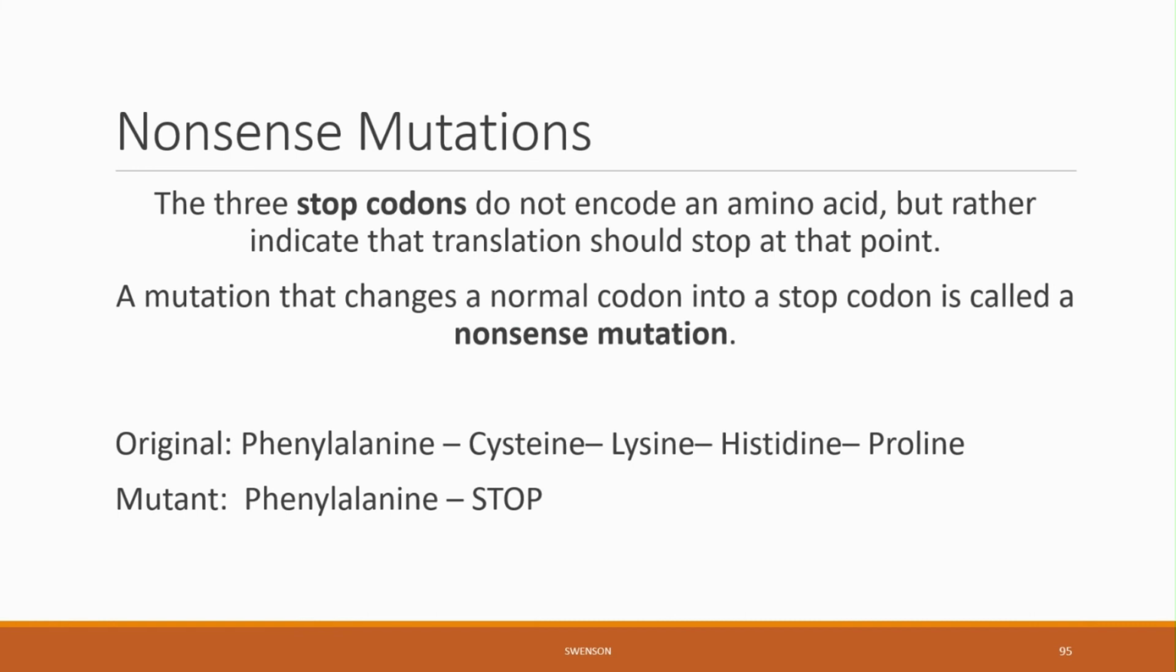A mutational change where a normal codon is turned into a stop codon is called a nonsense mutation. The three stop codons do not encode an amino acid, but rather indicate that translation should stop at this point. A mutation that changes a normal codon into a stop codon is called a nonsense mutation. Truncating the protein can have massively detrimental effects to the function of a protein.